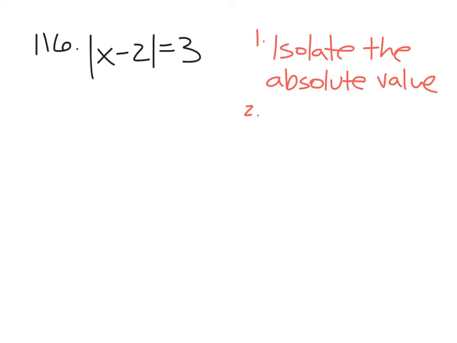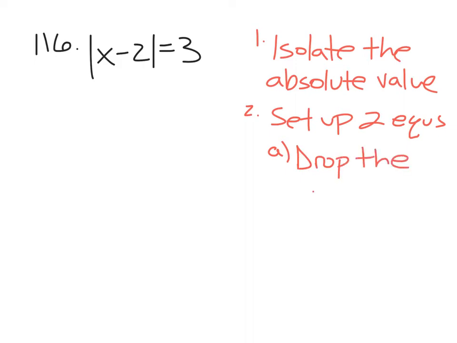Okay. So then what we're going to do is set up two equations. Okay, the first of those is to just get rid of the absolute value. So drop the absolute value. Would that make it x plus 2? No. It just says minus 2? Yeah. Okay, so then the first one's going to be just x minus 2 equals 3.